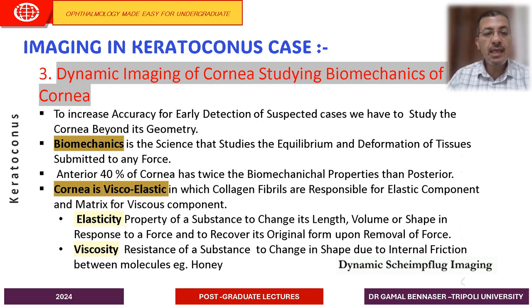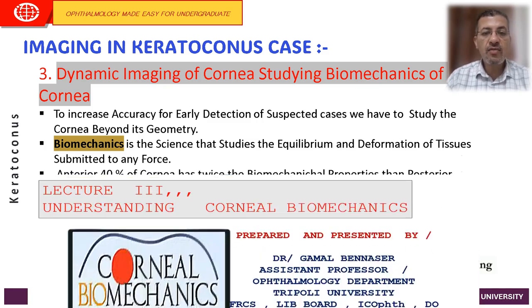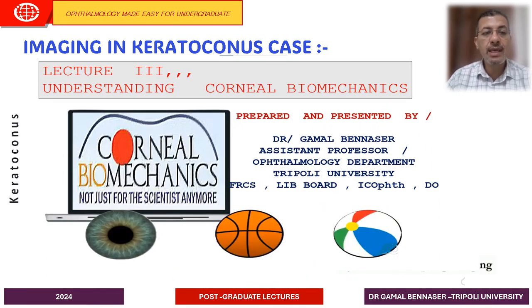Now, for detailed information about this subject and the biomechanical properties and the dynamic imaging of the cornea, I suggest you go through my lecture regarding corneal biomechanics, in which I spoke in detail about the different machines used in the detection of the corneal biomechanical properties, and the different indices like the CBI and the TBI, and the integration of the biomechanical properties with the tomography.